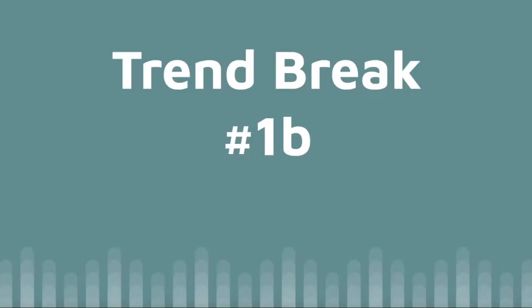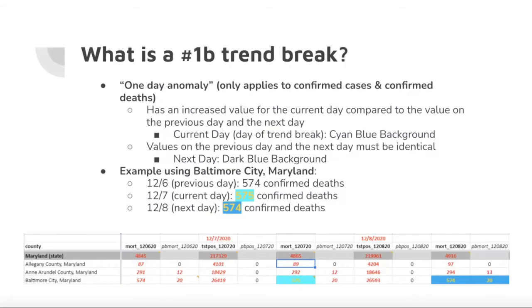Next, we will look at trend break 1B. Trend break 1B is a one-day anomaly with an increase. Again, this trend break never applies to probable cases or probable deaths. And this is when there is an increased value for the current day when compared to the value of the previous day or the next day. And you can note a one-day anomaly with the cyan highlight here.